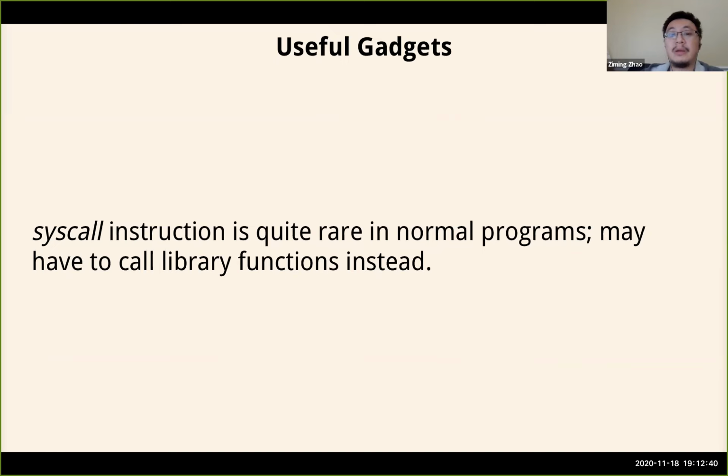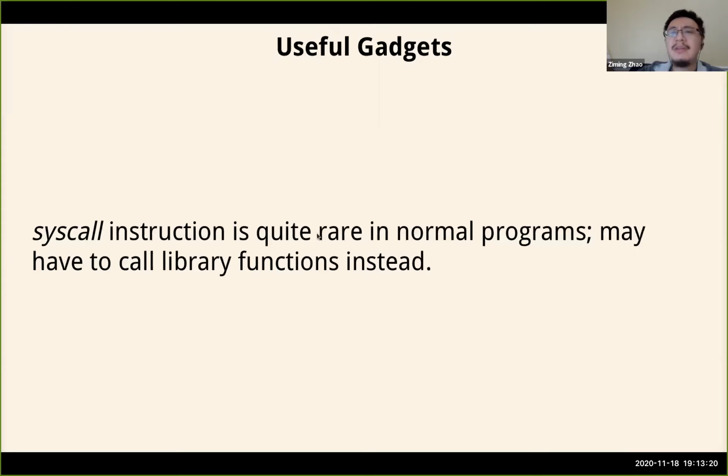For example, if ASLR is enabled, it's a little bit tricky to find out where the C library is loaded. However, the executable itself could be not compiled with position-independent execution or position-independent code. So that part may not be randomized. It's easy to attack that part, but you don't have the system call instructions. So in those cases, we can also call library functions instead of making system calls directly.